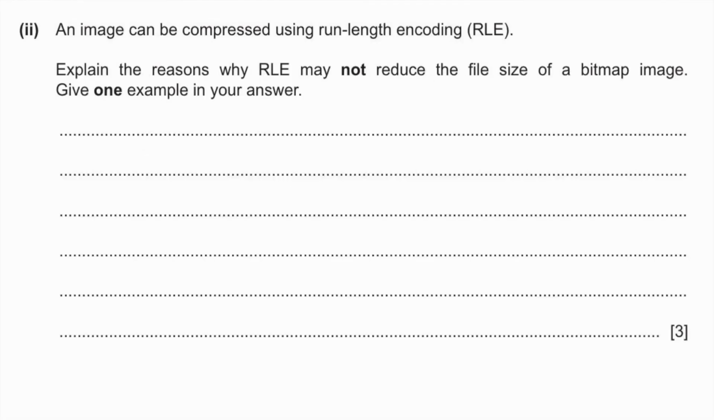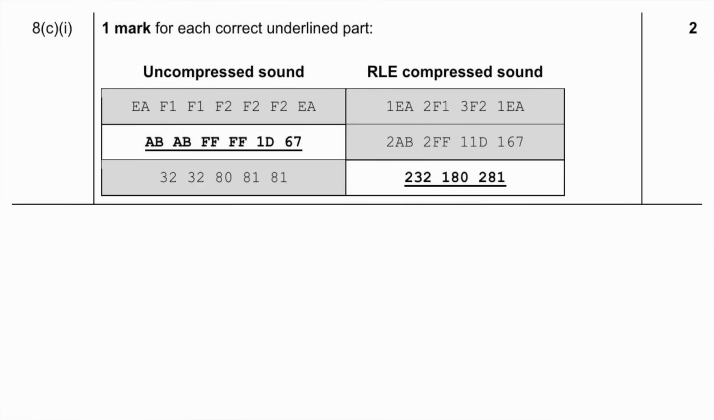Anyways, right here, another question. It says an image can be compressed using run length encoding. Explain the reasons why RLE might not reduce the file size of a bitmap image. Give one example in your answer. So I think a good reason why is, basically, RLE works because of repeating values, okay? So right here, we're taking up less space because instead of writing two hexadecimal values, F1 and F1, we just have 2 and then we have F1, which is going to take up less space, right?